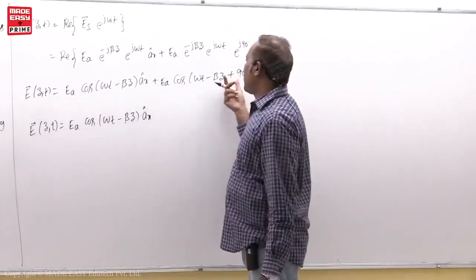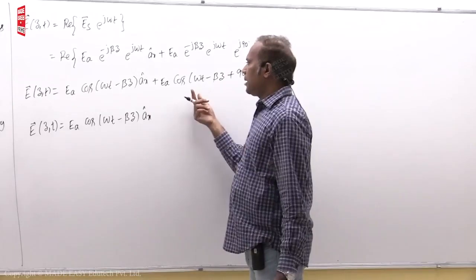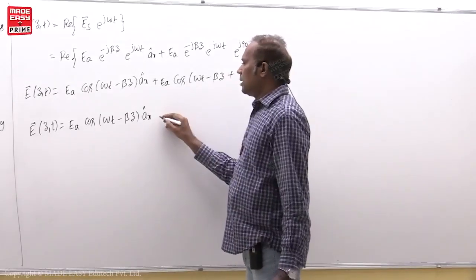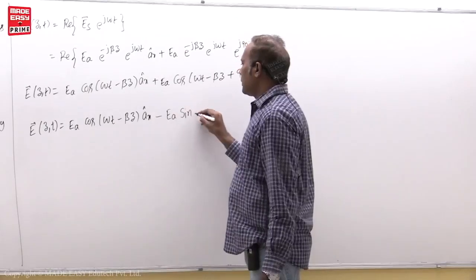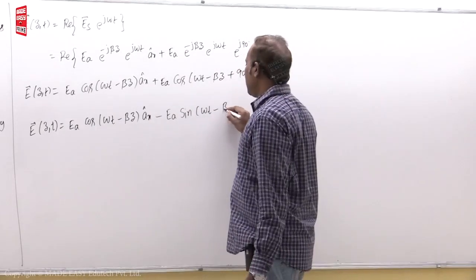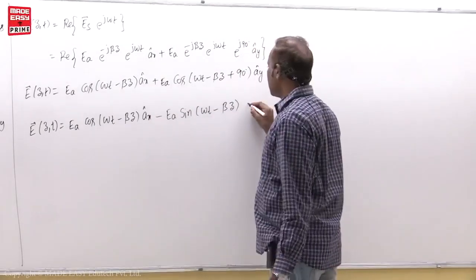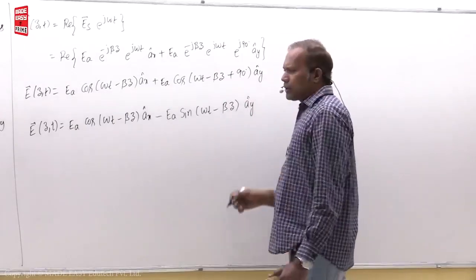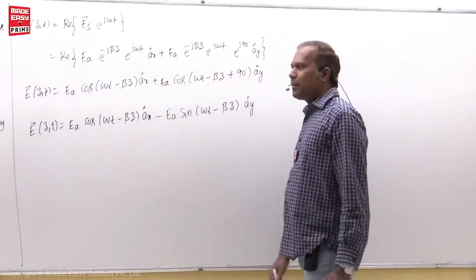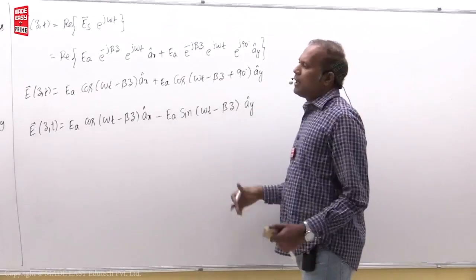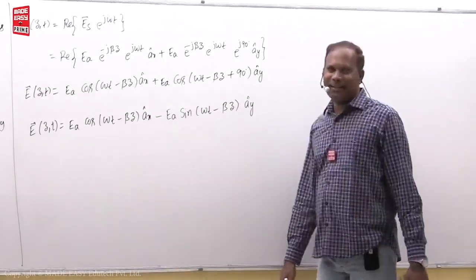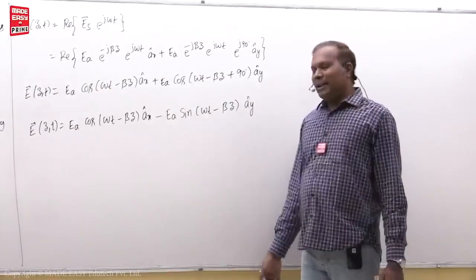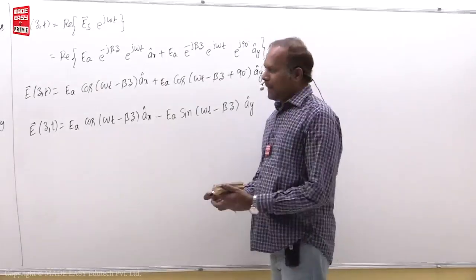This is a 90 plus something. This is second quadrant. In second quadrant, cos is negative, so you get minus EA sine omega t minus beta z, a_y cap. Now some students may ask me a question by seeing this: sir, what is going on here? Students may ask, but I will tell you what is going on.